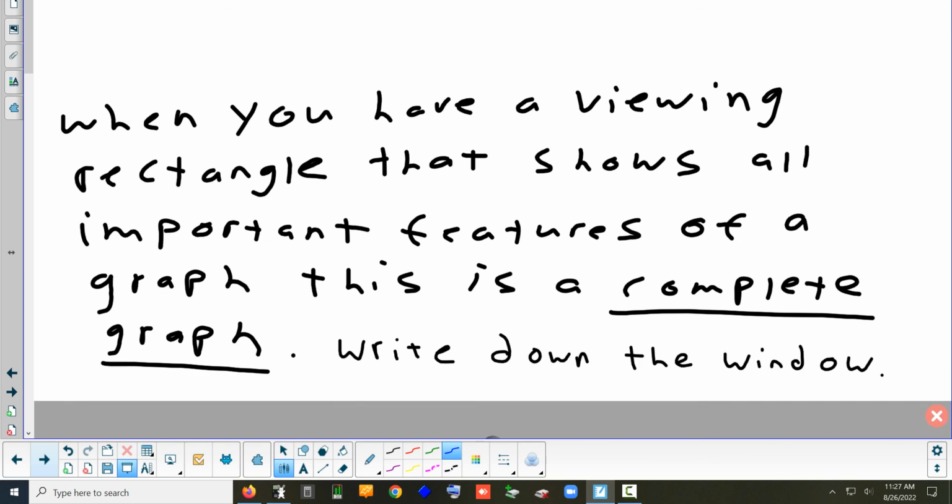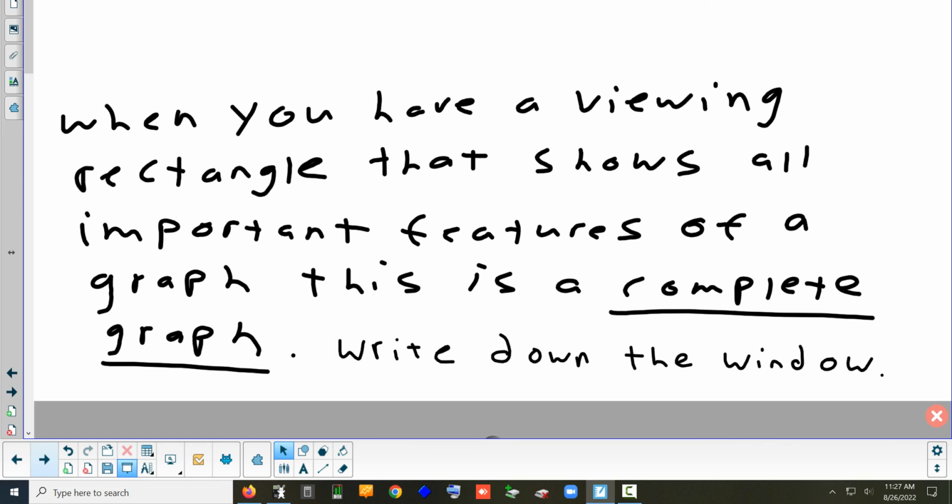Okay. So another type of problem in the homework where you don't have to write anything down is if they say to you, find a complete graph. A complete graph means you found a viewing window on the calculator that shows all the important features of your graph. How do you tell me that you found it? You tell me what you used for your x-min, your x-max, your y-min, and your y-max.